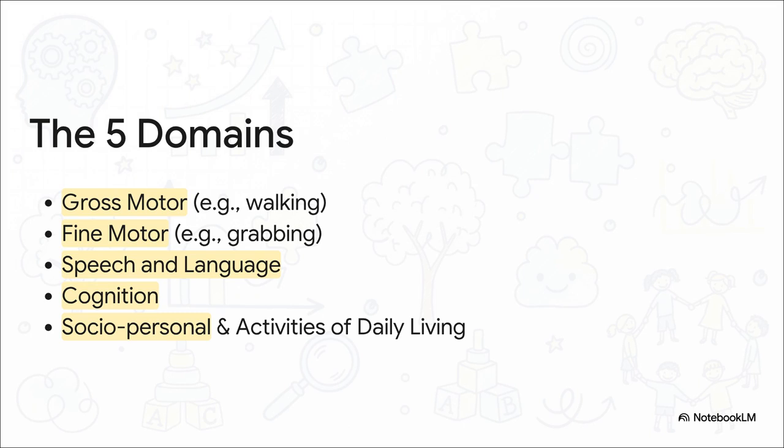Fine motor skills involve the smaller, more precise movements like grabbing a toy or picking up a piece of food. Then you have speech and language, which covers both understanding what's being said and being able to express themselves. Cognition is all about their thinking skills, learning, memory, and problem solving. And finally, we have the socio-personal domain, which includes activities of daily living. This is all about how they interact with others and manage basic self-care. A significant delay in any 2 or more of these, that's our criteria for GDD.